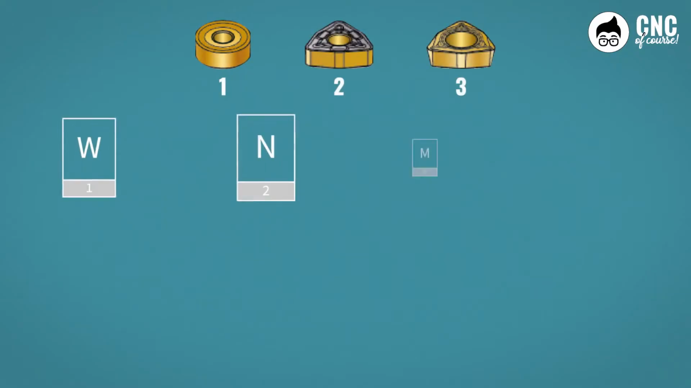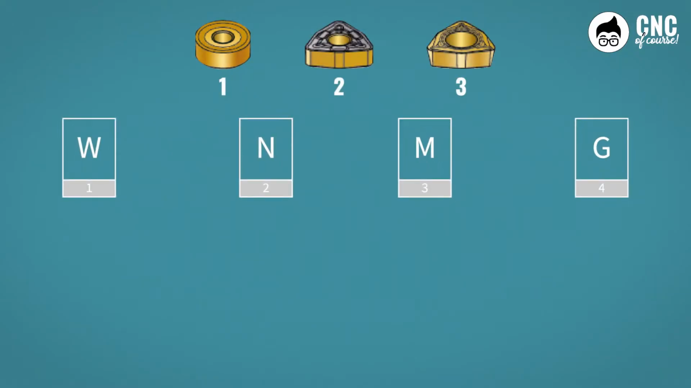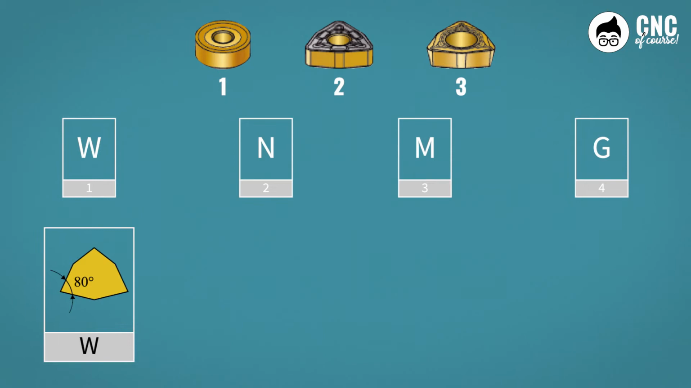Keeping in mind the scheme of the first 4 letters, let's analyze our WNMG insert. The first letter, W, identifies the shape, which is a trigonal with an angle between the cutting edges of 80 degrees, so potentially insert number 2 or number 3. But the big difference is in the second letter.